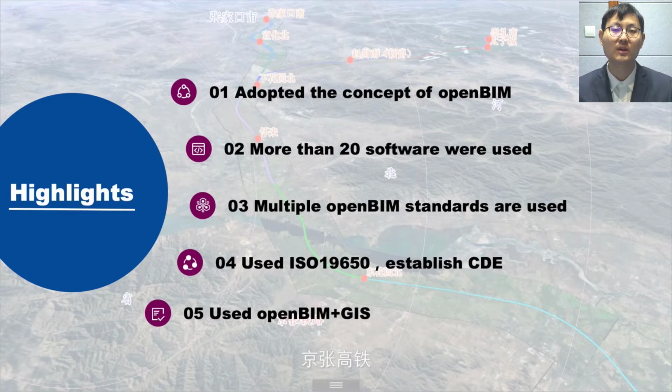Based on the concept of openBIM, the project used more than 20 software, adopted standards such as IFC 2.3, MVDXML, COBie, and so on. The project BIM management team also used ISO 19650 to establish a common data environment, then combined openBIM model with GIS data in China Railway. Based on the COBie standard, data transmission from construction phase to operation phase is realized. We also developed applications of RFID and QR codes. The application of openBIM standards plays a great role in promoting the collaborative advancement of this project.